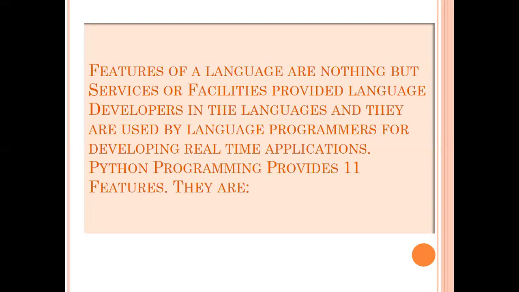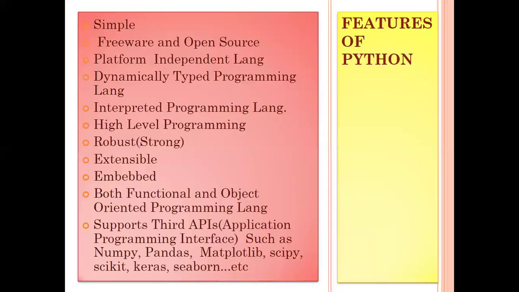No problems. Features are nothing but services or facilities provided by the language developers in the languages and used by the language programmers for developing real-time applications. Now, in Python, we have 11 features. First, it is simple. As I've told you, this is a simple language. Simple, freeware and open source, platform independent, dynamically typed, interpreted programming language, and high-level programming. It is a robust language, extensible, embedded, both functional and object-oriented programming language, and also supports third-party APIs.